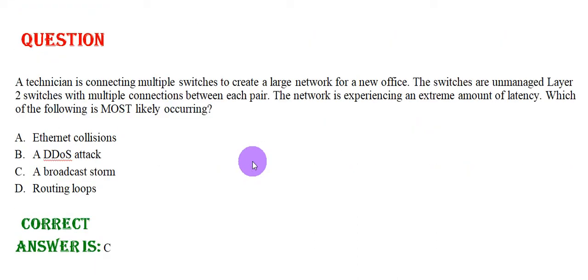A technician is connecting multiple switches to create a large network for a new office. The switches are unmanaged layer 2 switches with multiple connections between each pair. The network is experiencing an extreme amount of latency. Which of the following is most likely occurring? Option A, Ethernet collisions. Option B, a DDoS attack. Option C, a broadcast storm. And option D, routing loops. The correct answer is option C.